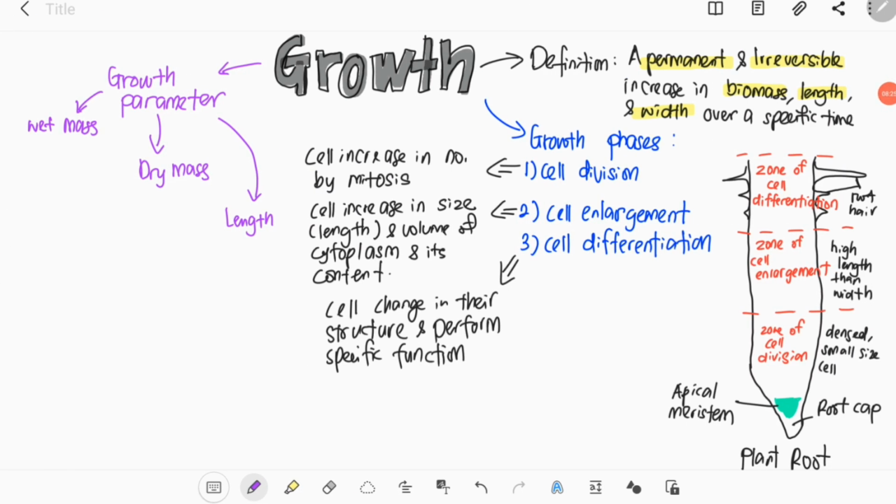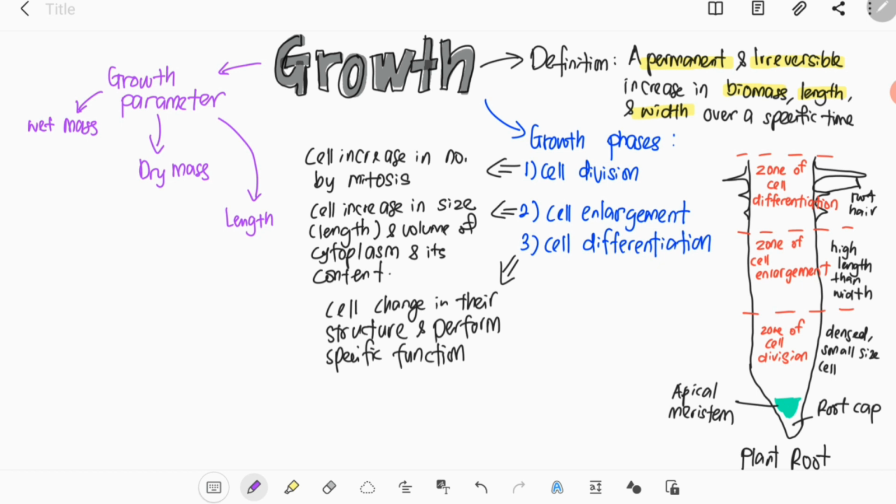Next is growth parameter. So growth parameter is basically the thing that we use to measure growth. So there are three main growth parameters. So the first one is wet mass, the second one is dry mass, the third one is length. Untuk measure growth, we can either measure dia punya wet mass ataupun dia punya dry mass ataupun dia punya length. So apa beza wet mass dengan dry mass?